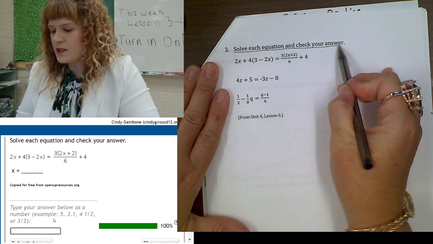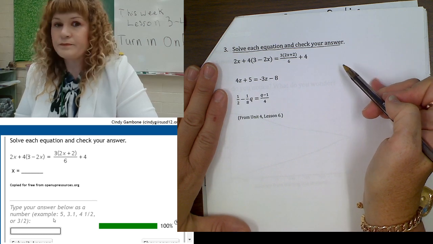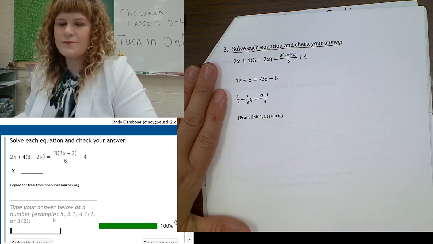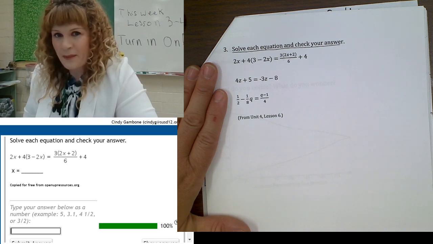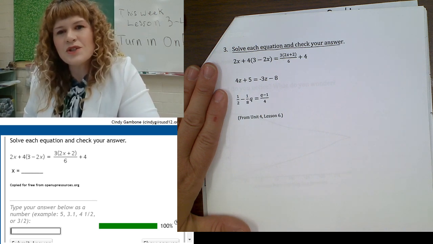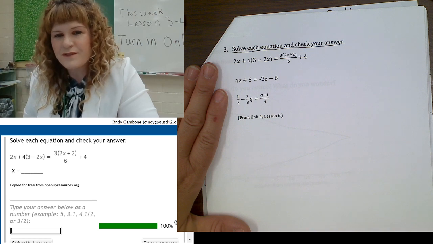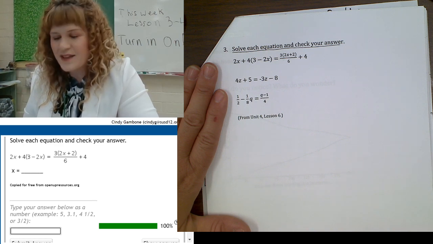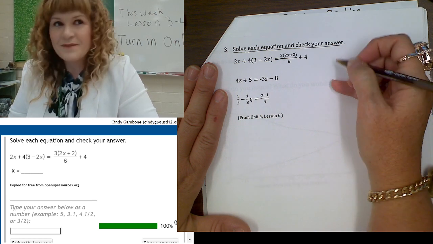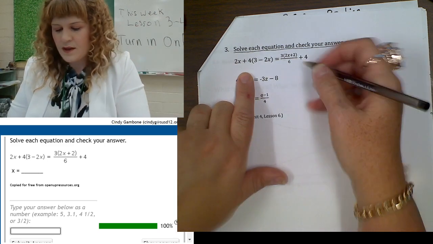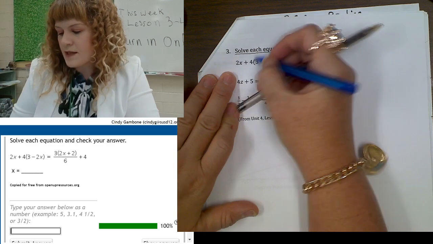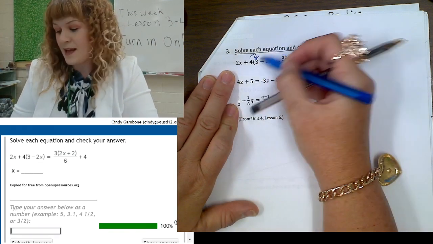Solve each equation and check your answer. You know what? Wouldn't it be fun just to put these into Desmos and get the answer? And yesterday, a student showed me that she could take a picture on her phone and it'll give the answer. Okay, so let's solve this equation by hand. The first thing we need to do is eliminate the parentheses.